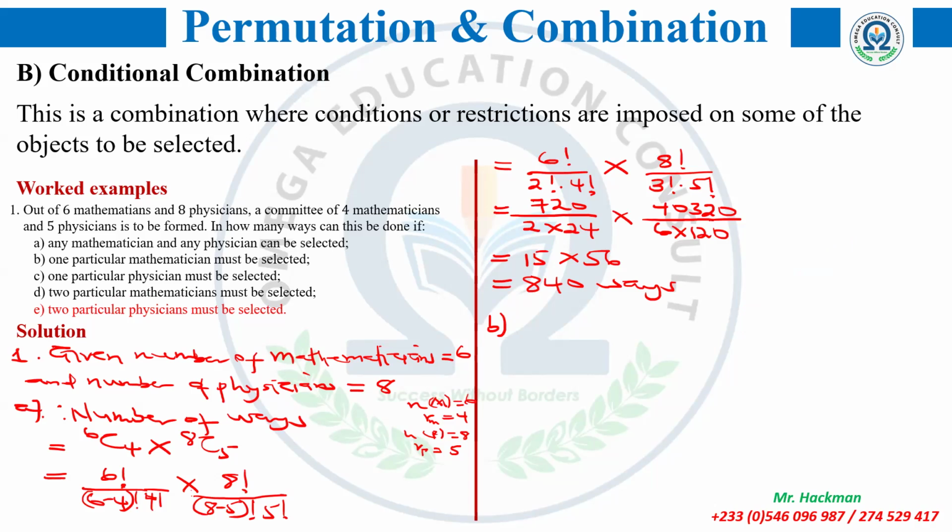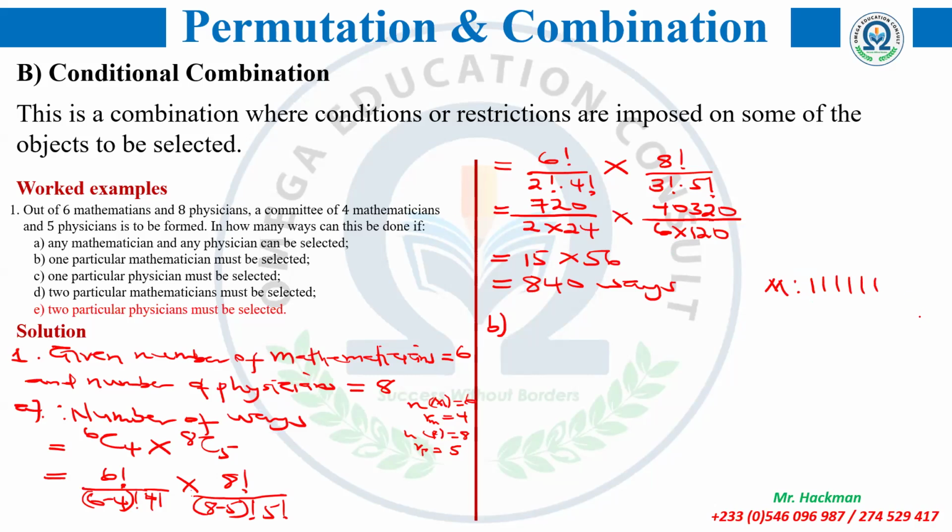Maybe in a normal classroom setting, this is what I do. I will call 8 students, group them to be physicians, then 6 students, group them to be mathematicians. Then after that, I start dealing with conditions. But now I don't have students available, so what I will do is improvise. I'm going to use strokes to represent my mathematicians. How many of them? 1, 2, 3, 4, 5, 6. Am I right?